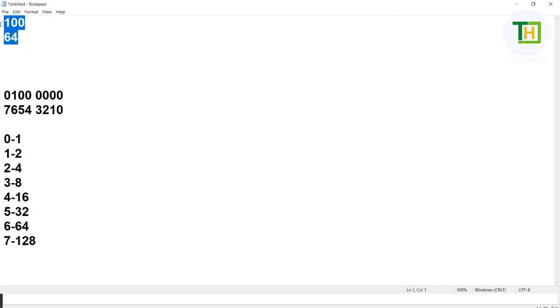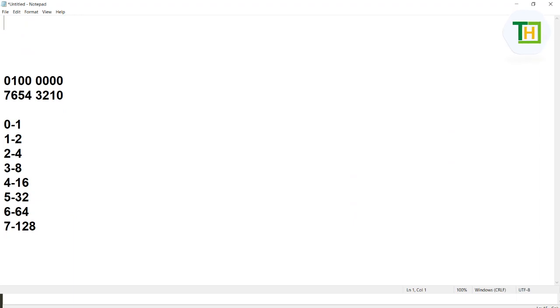Again, I'm going to find the binary value for 36. So what is the nearest value of 36? 32, that is 2 power 5, 32 here. Then 4, 2 power 2. This is the binary value for 100. We can write it very easily and very fast also.